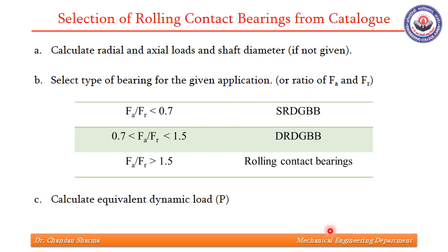Then in the third step, we need to calculate equivalent dynamic load P, which is given by X V FR plus Y FA, where FR and FA are already known to us. V is the race rotation factor, which is taken as 1 when the inner race rotates and 1.2 when the outer race rotates. X is the radial load factor and Y is the axial load factor. So it is very clear that to be able to find P, what we require is the value of X and Y.